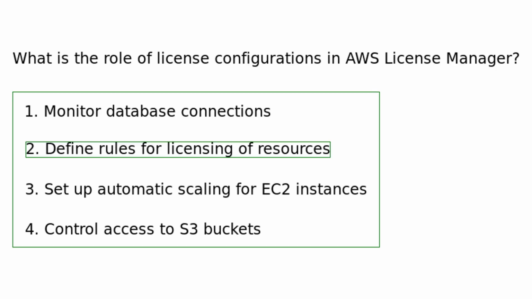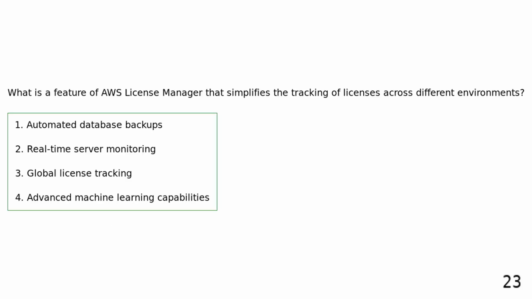License configurations in AWS License Manager enable users to define rules for licensing of resources, ensuring compliance and cost optimization. What is a feature of AWS License Manager that simplifies the tracking of licenses across different environments? Automated database backups. Real-time server monitoring. Global license tracking. Advanced machine learning capabilities.